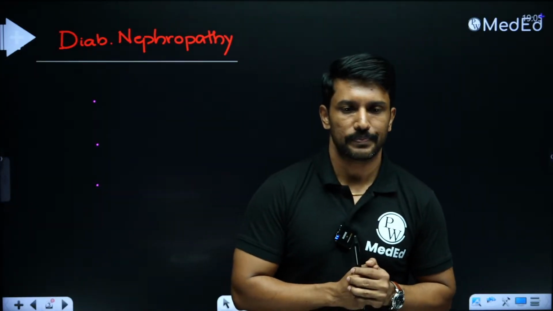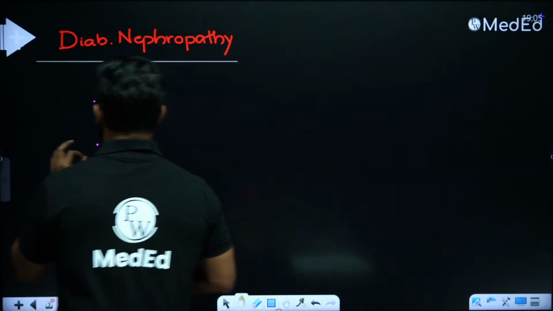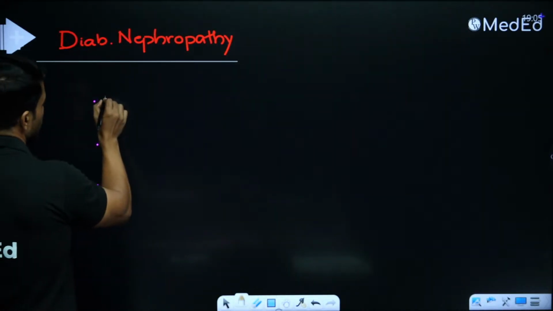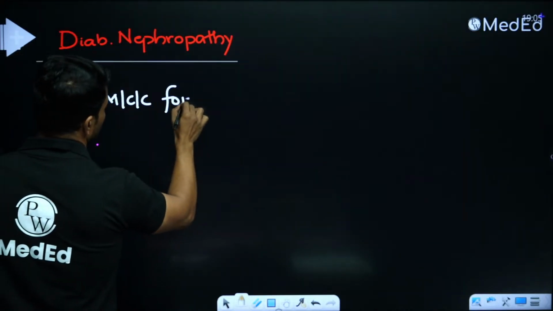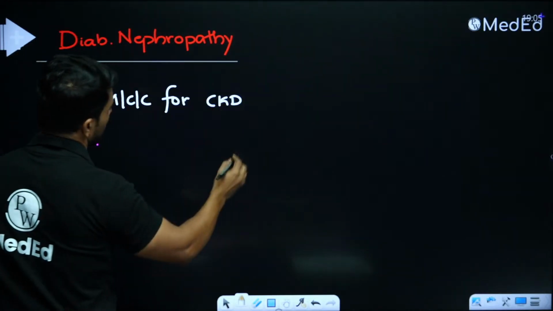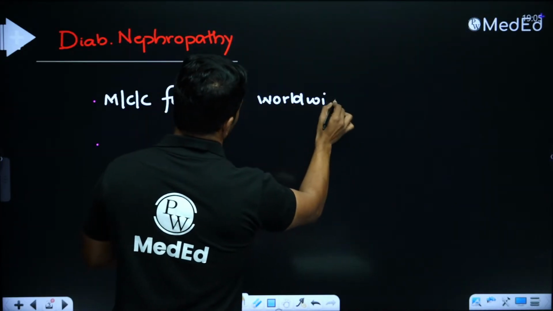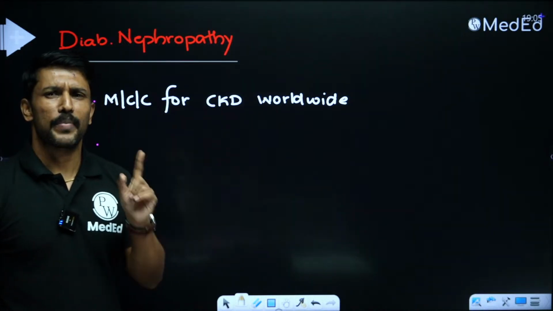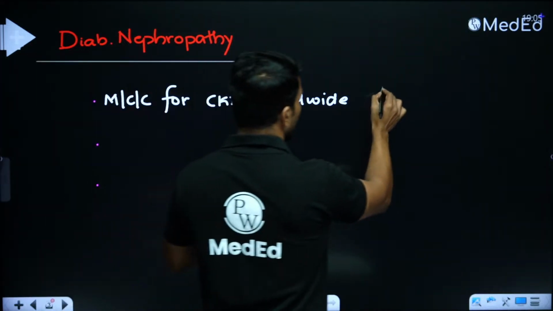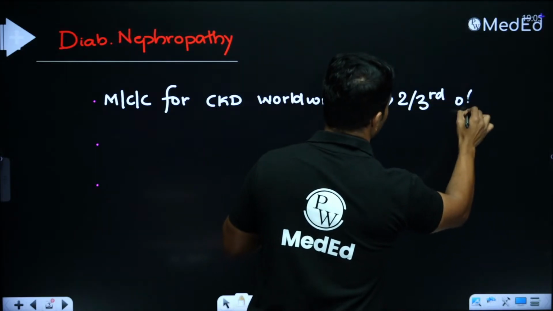diabetic nephropathy. Why is this an important topic? Now, first reason why I consider this as a very important topic is that diabetic nephropathy is the most common cause for CKD worldwide. So if there is someone with a chronic renal failure, majority of them, it accounts for more than 2/3 of all cases. 2/3 of all cases.